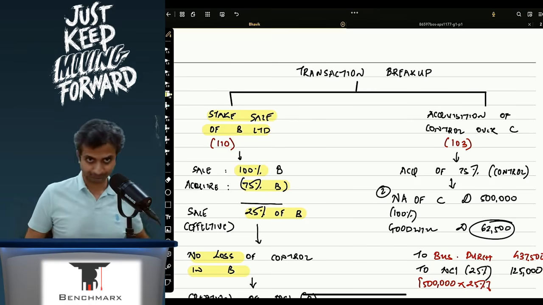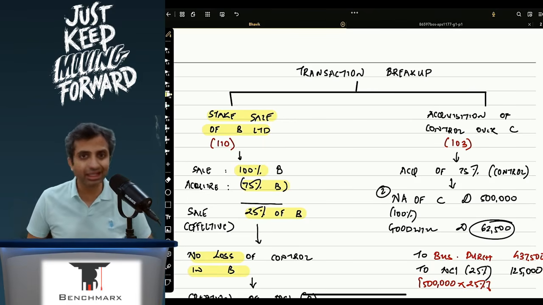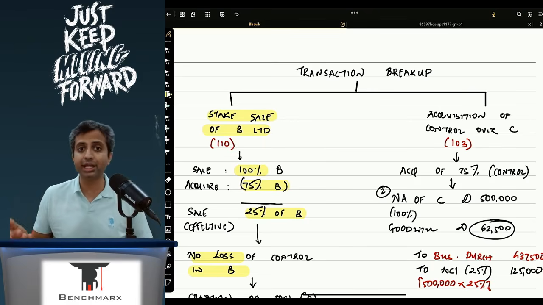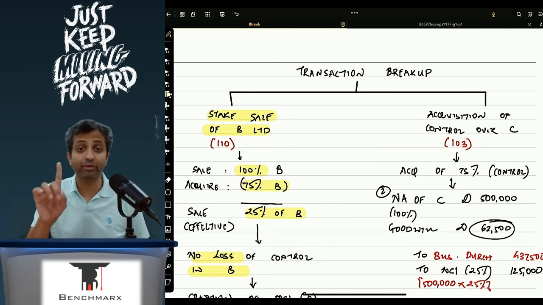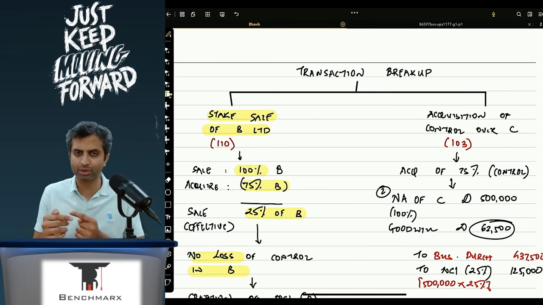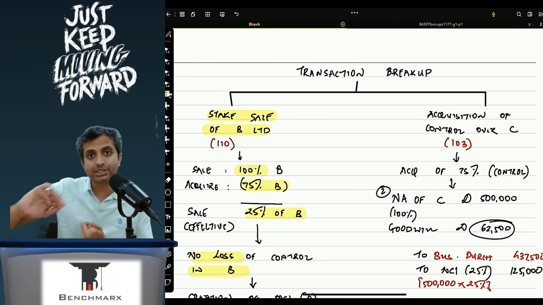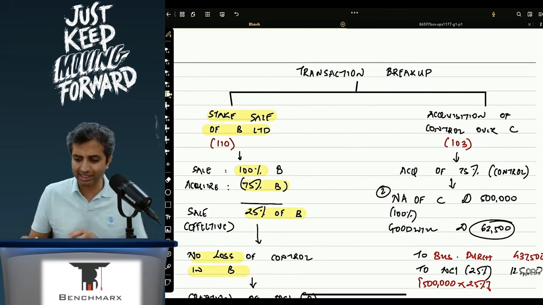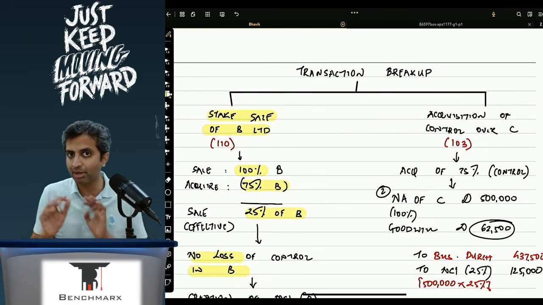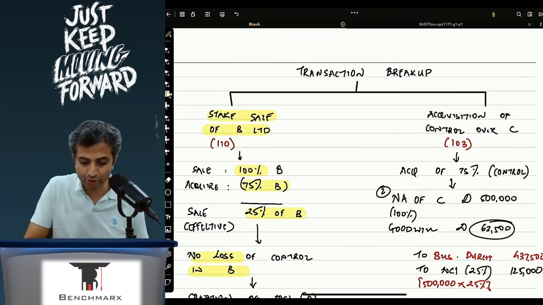Now A controls C, and if I'm acquiring control over C, then your favorite Ind AS 103 on business combination will apply, and hence you will take over the assets and liabilities of C at its fair values, not based on balance sheet value. Because you're acquiring a 75% stake, 25% NCI will be created. And whatever you are paying will be treated as purchase consideration and a balancing figure of goodwill. So if you are able to make sense of this, largely I would say you will be able to make sense of the question.